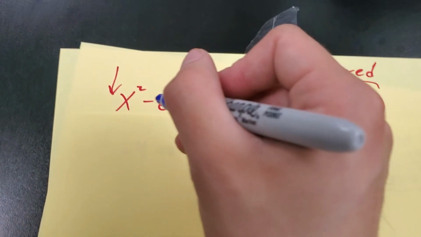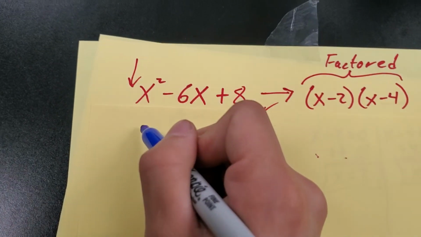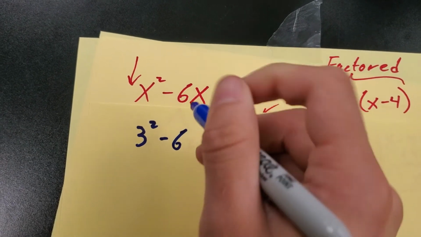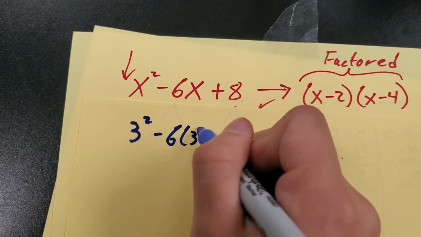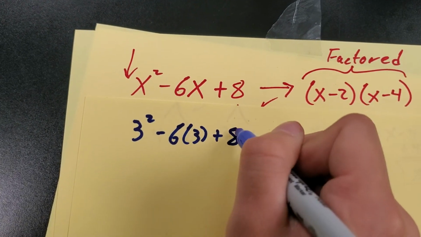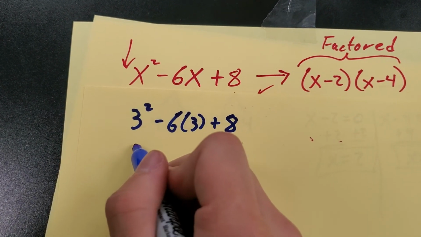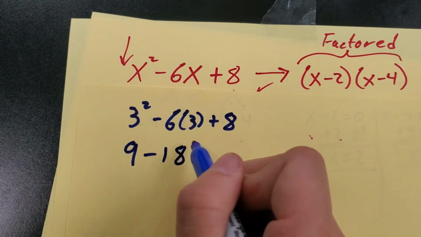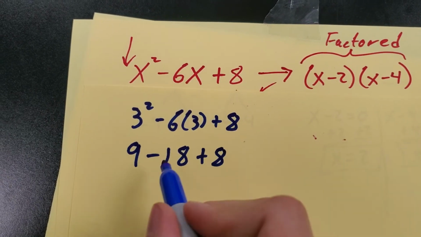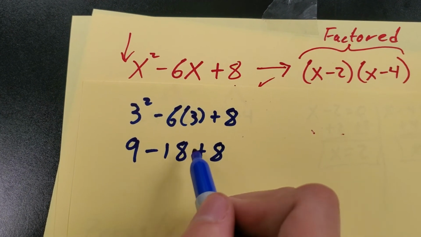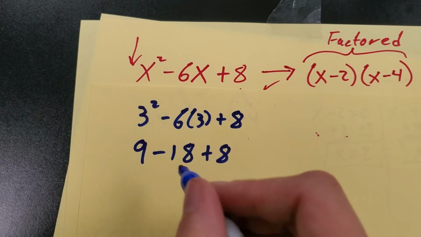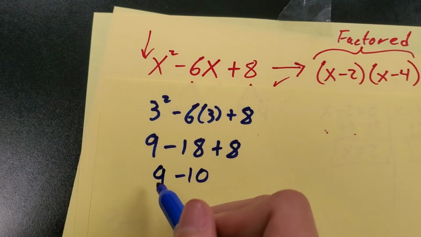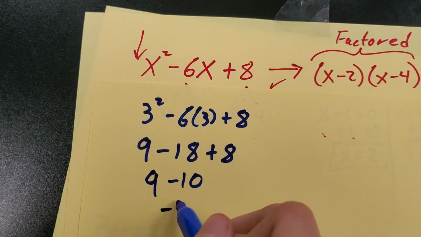So I'm going to take the 3. It'll be 3 squared minus 6 times 3, plus 8. Simplify this. 3 squared becomes 9, minus 6 times 3, that's 18, and then plus 8. Negative 18 and positive 8 is negative 10, and then 9 minus 10 is negative 1.